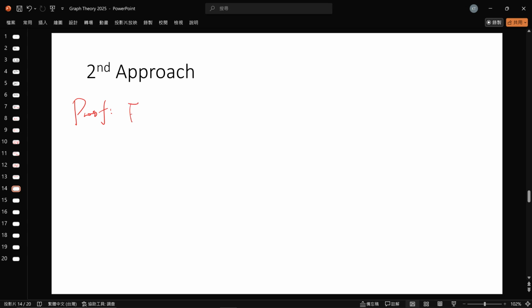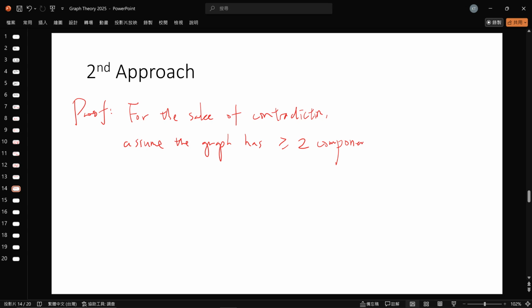So for the sake of contradiction, assume the graph has at least two components. Let's call them C1 and C2, okay? So we have a component C1 here and another component C2, okay?